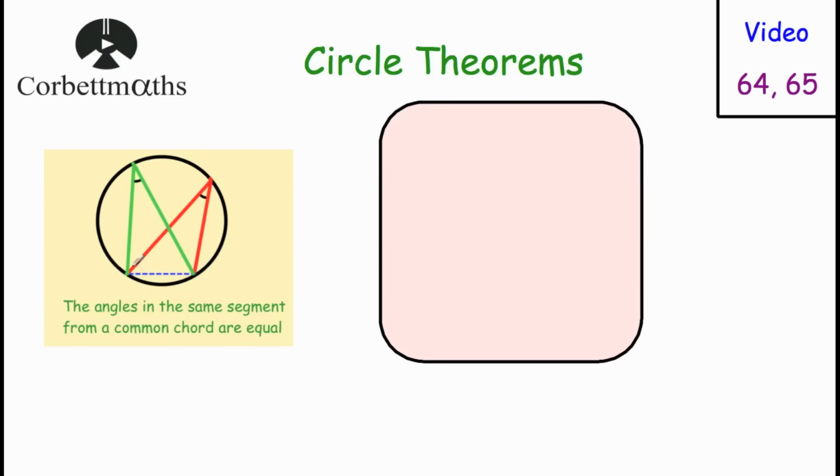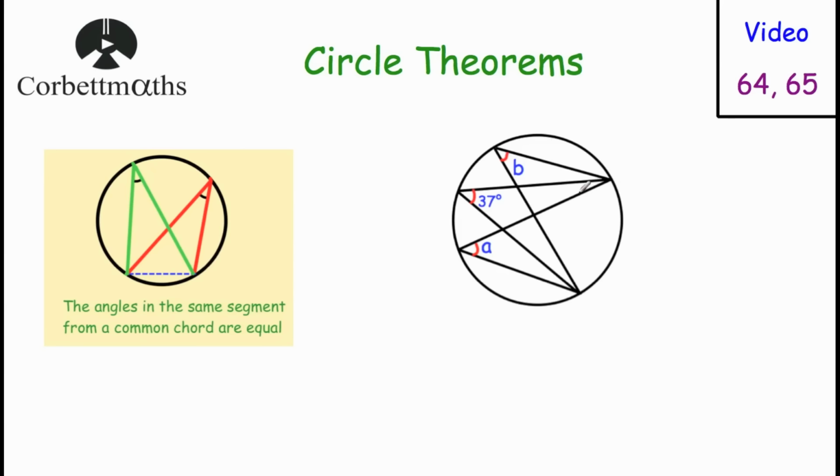So the next circle theorem is the angles in the same segment from a common chord are equal. So if you look at this chord, this dotted blue line, you've got a pair of green lines coming up from either end of that chord, and they're meeting at a point on the circumference of the circle. And likewise, we've got a pair of red lines coming off from either end of that chord, meeting at a point at the circumference. That means that this angle and this angle will be equal to each other.